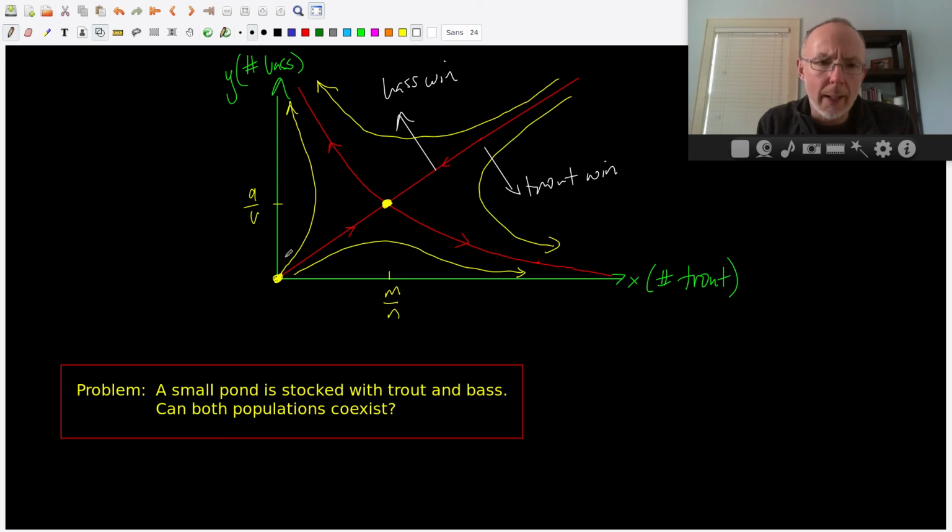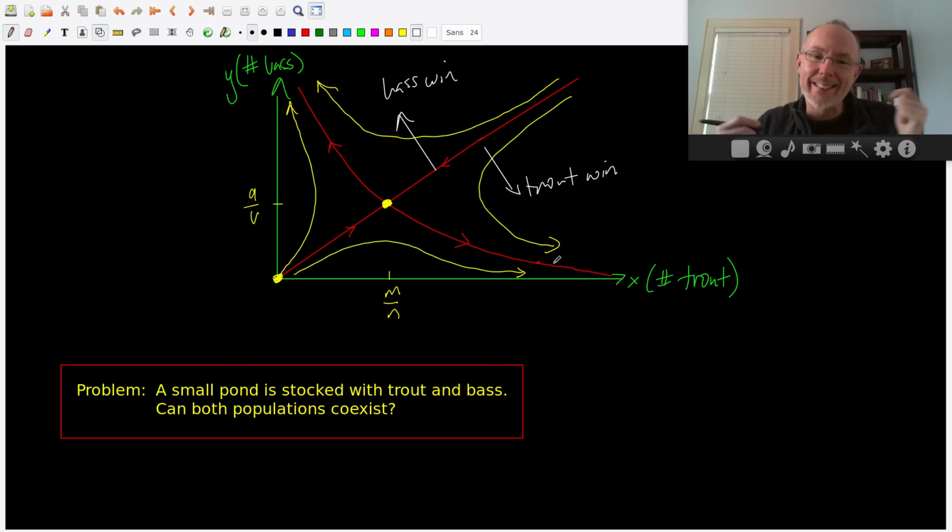What do I mean by die out? Their values are going to 0, right? All these curves are moving up here to the left, right? Because that was our picture. Everything in these regions moves up and to the left. And so up and to the left means x is getting smaller forever, which means x is going to 0, and y is getting bigger forever, which means y is going to infinity, which means the trout are dying out. And similarly on this side, the bass die out. The y values are going to 0 in all of these curves.